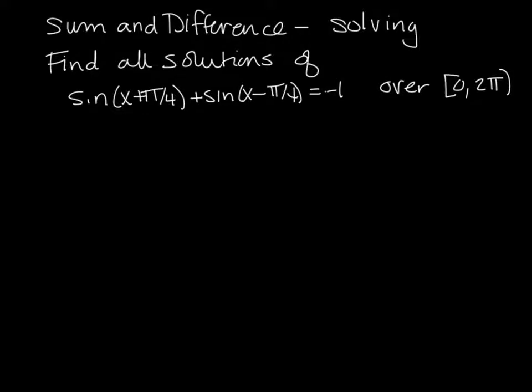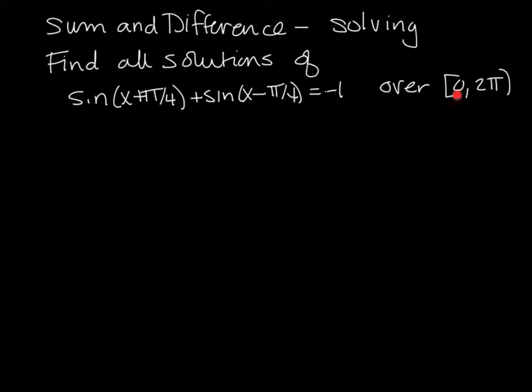And then we have the type of problems where you have to solve. If we look at what problem we have, it says find all solutions of sine of x plus pi over 4 plus sine of x minus pi over 4 equals -1. So now what's different is we're solving for x. We're not showing that it equals this. In fact, it doesn't always equal that. It won't even work. What we're doing is we're solving. So we're figuring out what x value will work in here so that it actually equals -1.